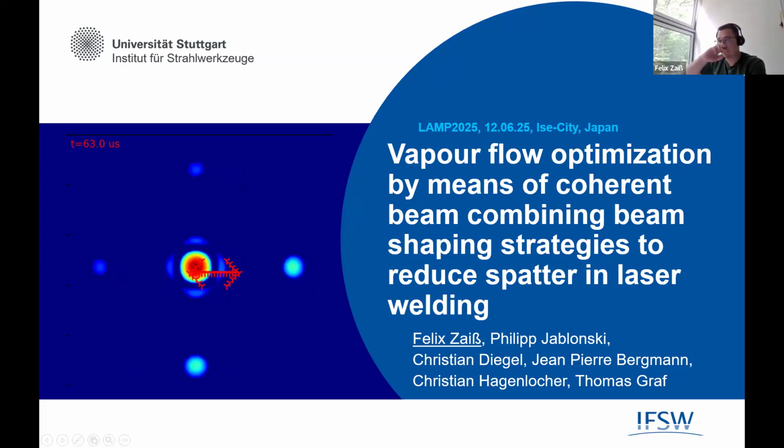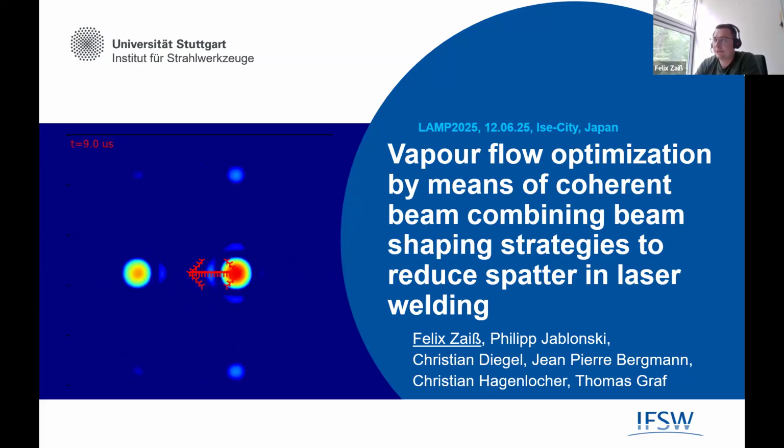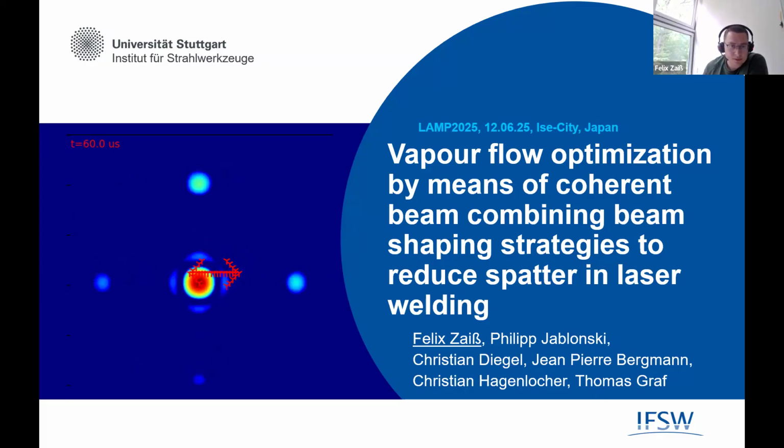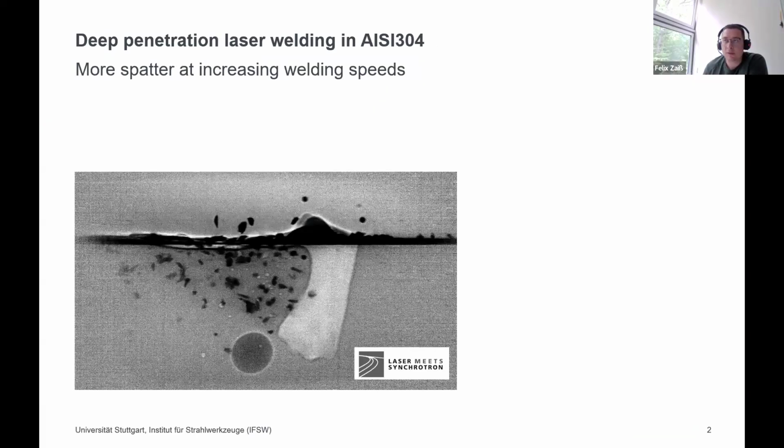Okay. So the topic of my talk was vapor flow optimization by means of coherent beam combining with the Civan laser and beam shaping strategies to reduce spatter in laser welding. In deep penetration welding processes, we typically have an increase in spatter formation at increasing welding speeds. Of course, you do not want to have any spatter because it lands on optics and parts. And with the loss of material, you have a reduction of bonding area, which reduces the mechanical properties.